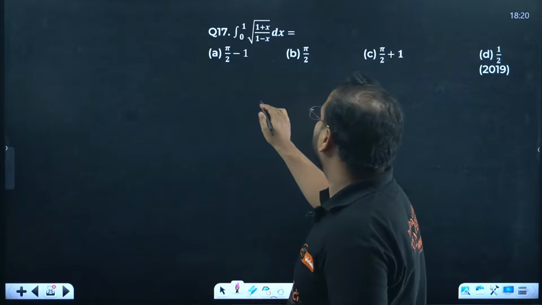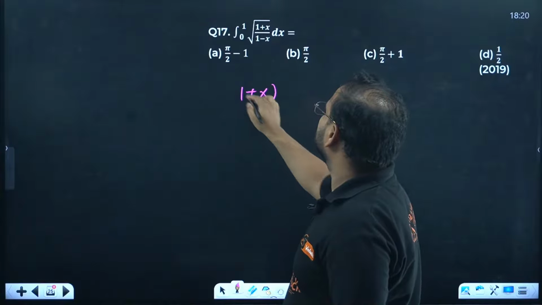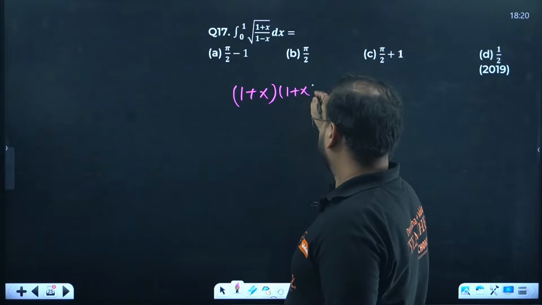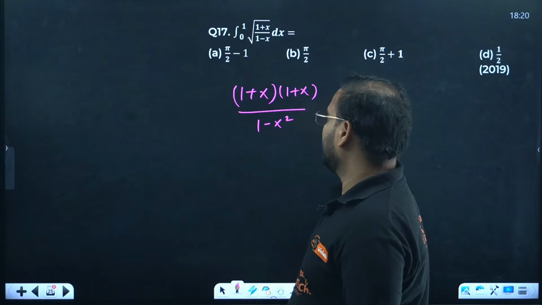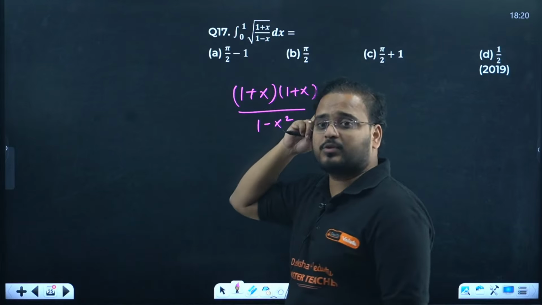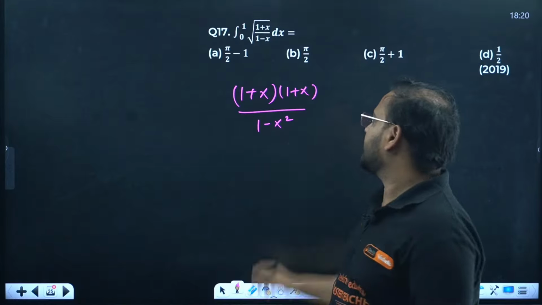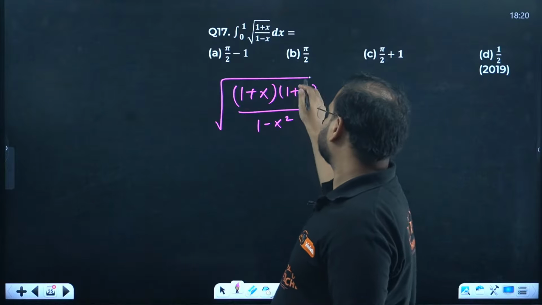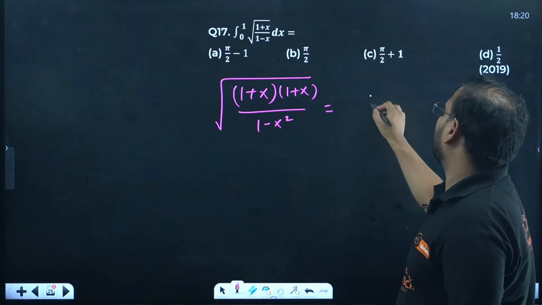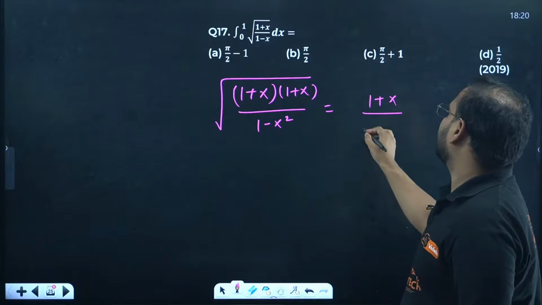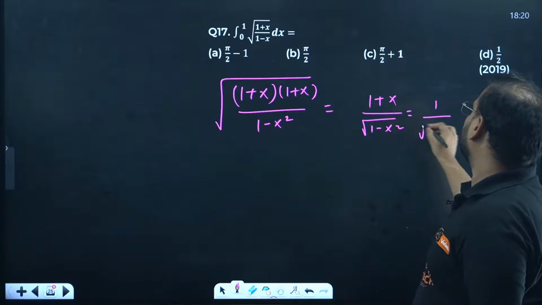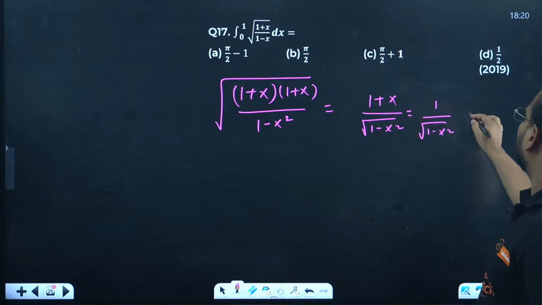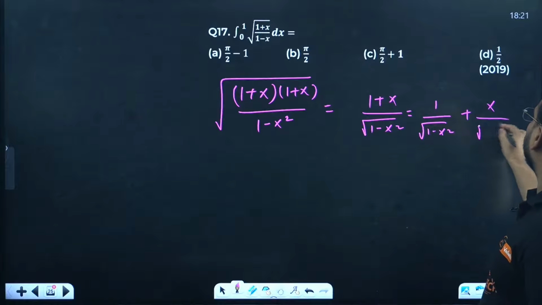17th one. How do you solve this? Rationalize it. So 1 plus x over here. Correct now? 1 plus x into 1 minus x, if you do the rationalization, it will become what? A square minus b square. This is the whole square. So I'll have over here 1 plus x left, and over here root of 1 minus x square left. So 1 upon root of 1 minus x square is what we have, and over here we have x upon root of 1 minus x square.